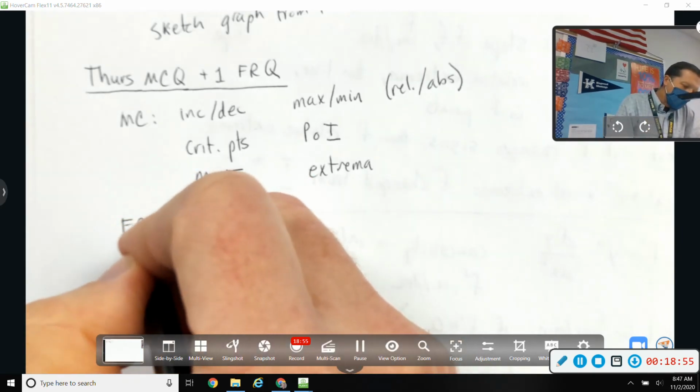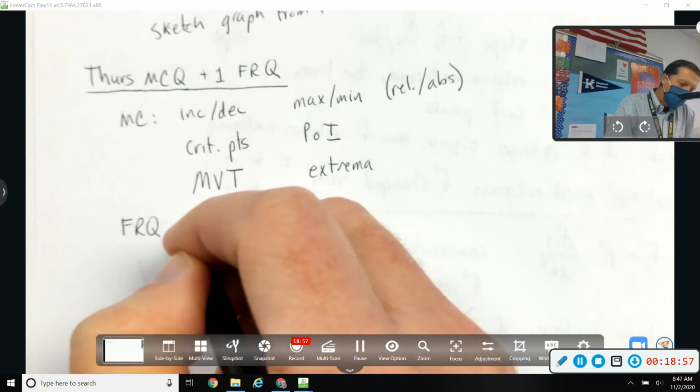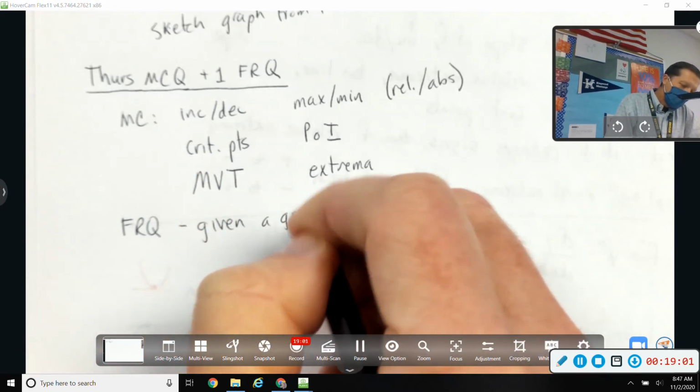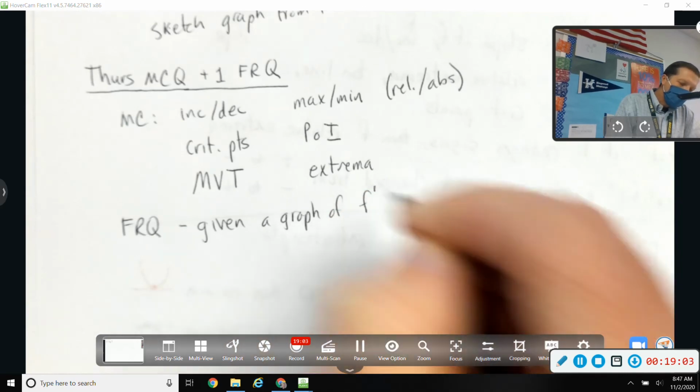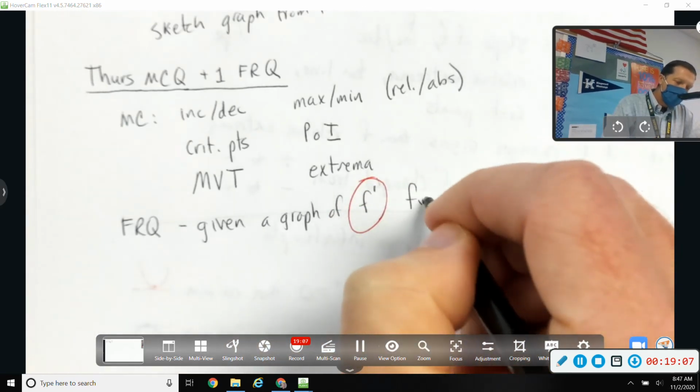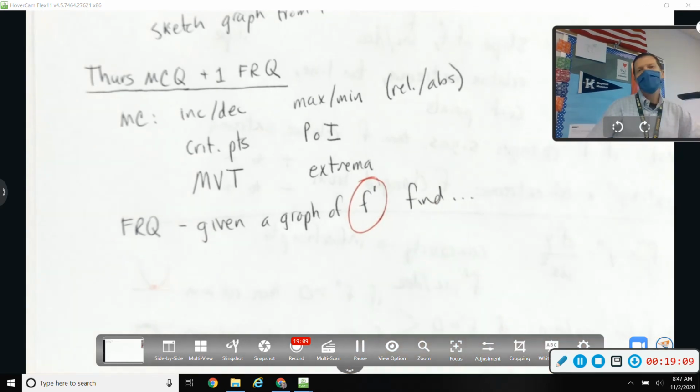And then what you really need to know is that the free response question is, given a graph of f prime, find all sorts of stuff. But we've seen a couple of those. Where is f increasing or decreasing? Where does f have a max or a min? Where is f concave up and concave down? Those type questions.